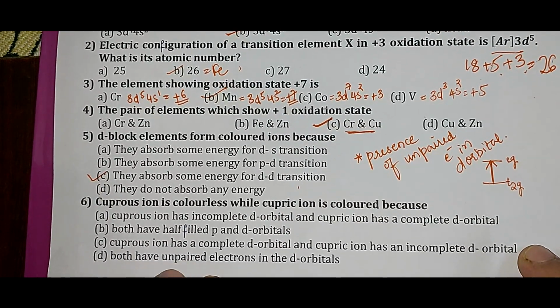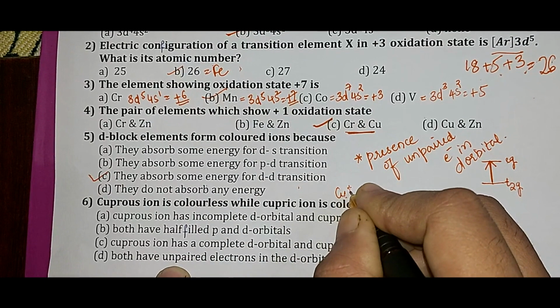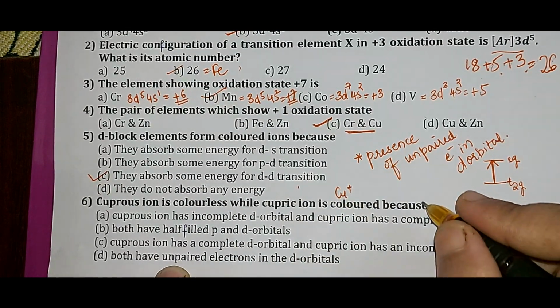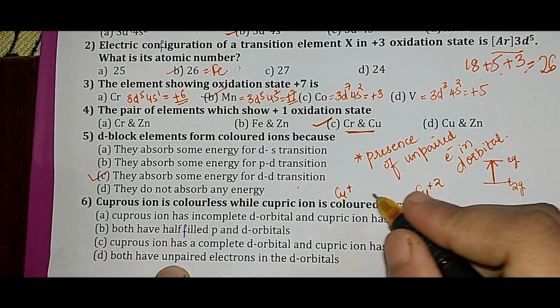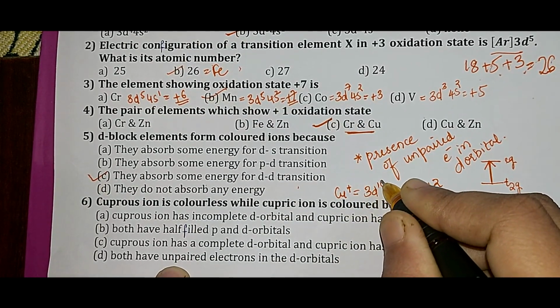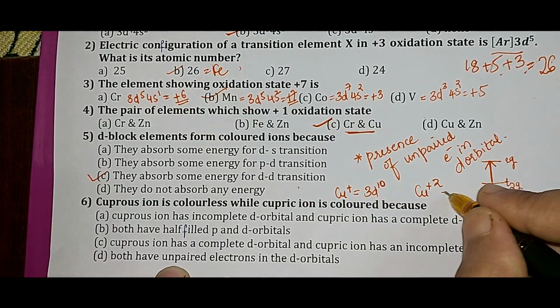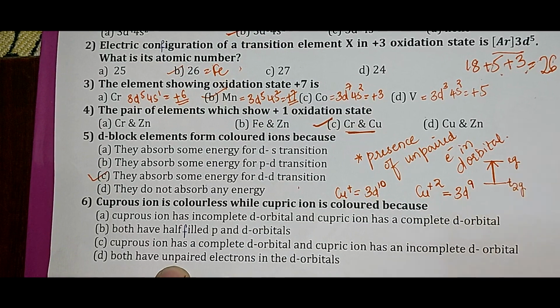Cuprous ion is colorless while cupric ion is colored. Cuprous ion means copper is in the +1 oxidation state. Cupric ion means copper is in the +2 oxidation state. Now the cuprous ion outer shell electronic configuration becomes 3d10, and the cupric ion electronic configuration becomes 3d9.